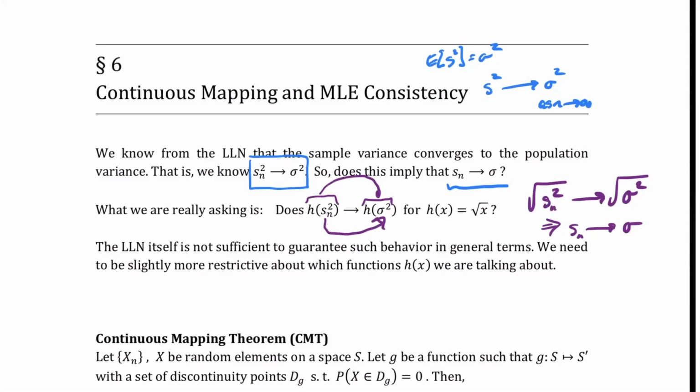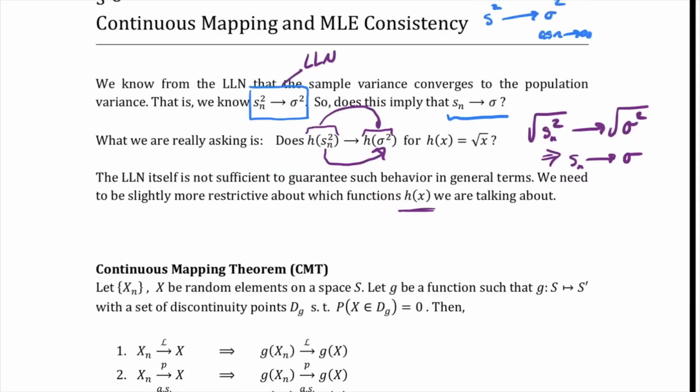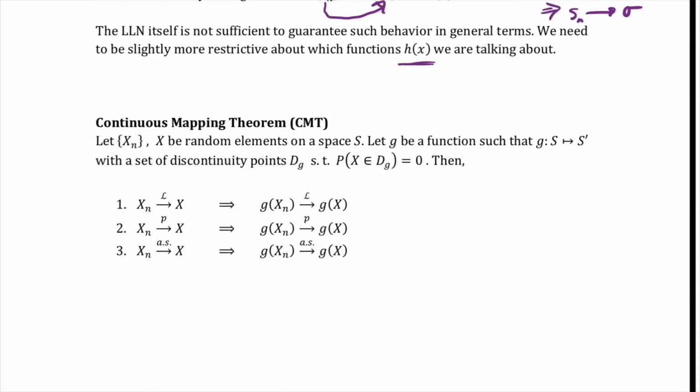The law of large numbers won't give us that, though we know the first statement is true from the law of large numbers, right? That the sample averages converge to their population mean. We need to be slightly restrictive about what functions we use. But if we use well-behaving functions, smooth functions, functions without big jumps, then these sorts of statements just come naturally. We can use what's called the continuous mapping theorem. The continuous mapping theorem is super helpful.